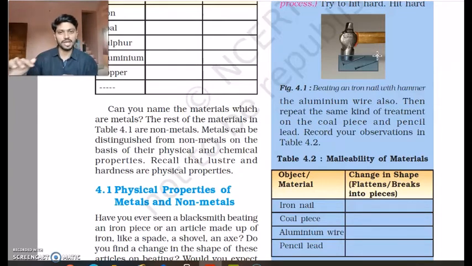Why? Because they have a shiny lustrous surface. They can bend easily. Now what is this property called? Let us find out. A property which allows the metals to get compressed into thin sheets.